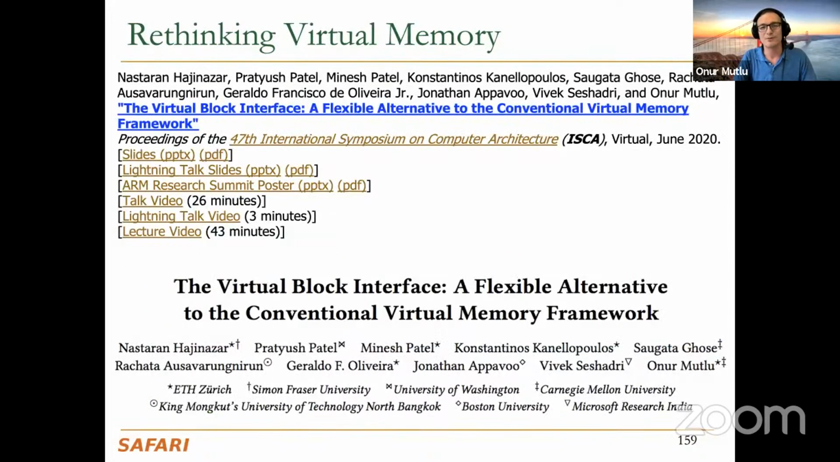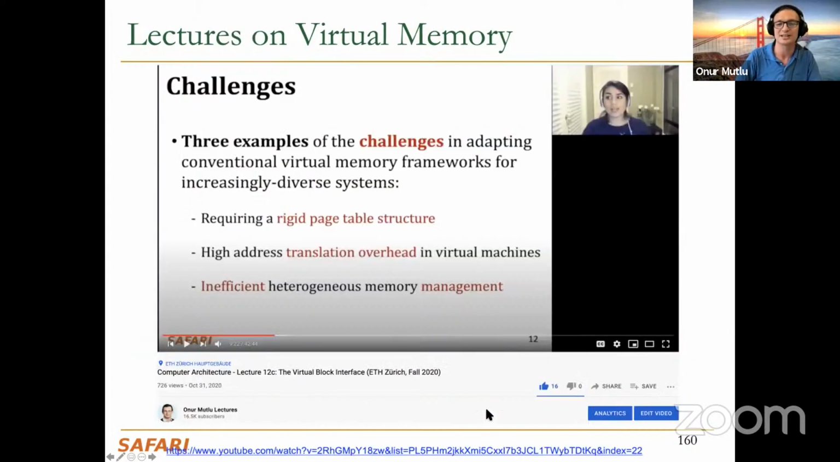Okay, so if you want to learn more about rethinking virtual memory, we do a lot of that in my research group, actually. This is one of the papers that we wrote last year that rethinks virtual memory from different perspectives. You can also watch a lecture related to it. This tries to solve the rigid page table structure problems, translation overheads, which we have discussed many times, and heterogeneous memory management. But if you're interested, we're not going to cover it. You can take the future lectures or also read the paper.